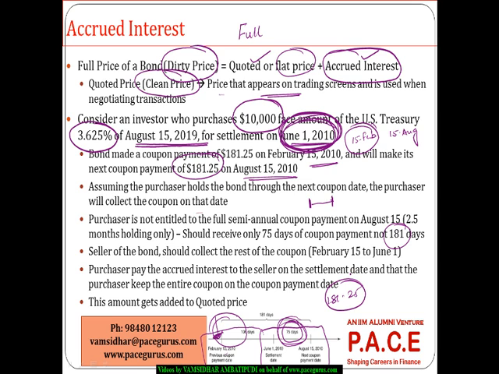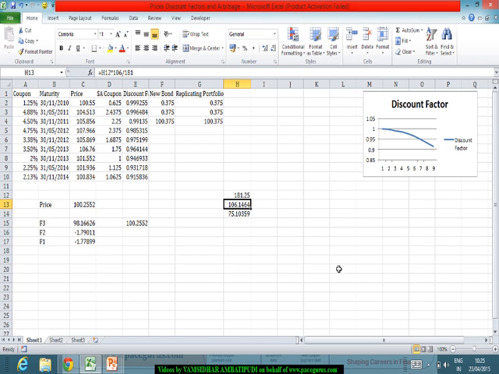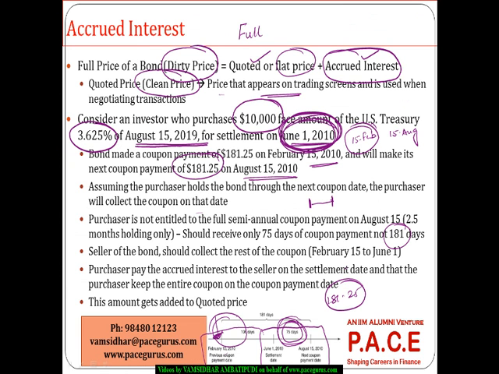So this is what we are calling accrued interest: the interest from the previous coupon payment date till the settlement date. Whatever coupon got accrued during that period is called accrued interest, which will go as part of the pricing of the bond. Because the purchaser would be receiving this entire 181.25 on August 15th.